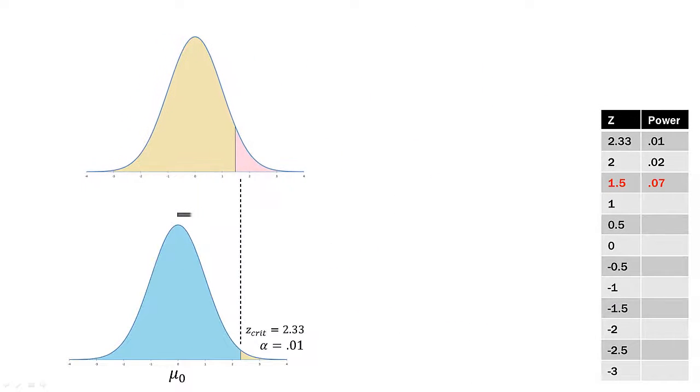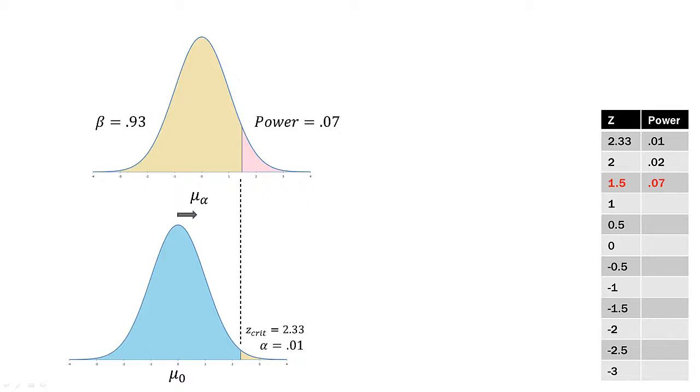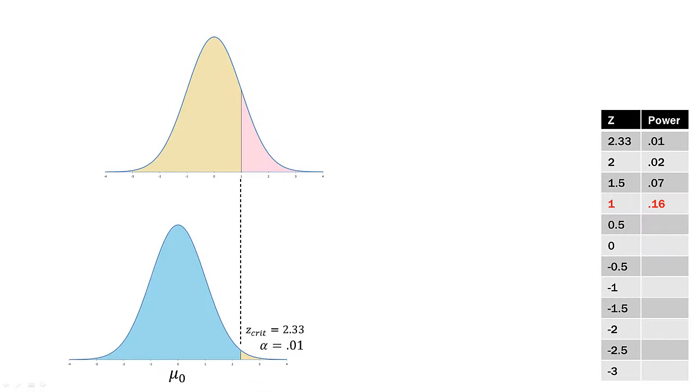Now we'll slide it over to 1.5. So we'll go ahead and find these areas. So 0.93 and 0.07. So we'll go ahead and put the power of 0.07 over in our chart on the right. Now we'll slide it over to 1. Now the area in the left side is 0.84, in the right 0.16. So our type 2 error rate is 0.84 and our power is 0.16. So we'll go ahead and put that over there on the right-hand side.